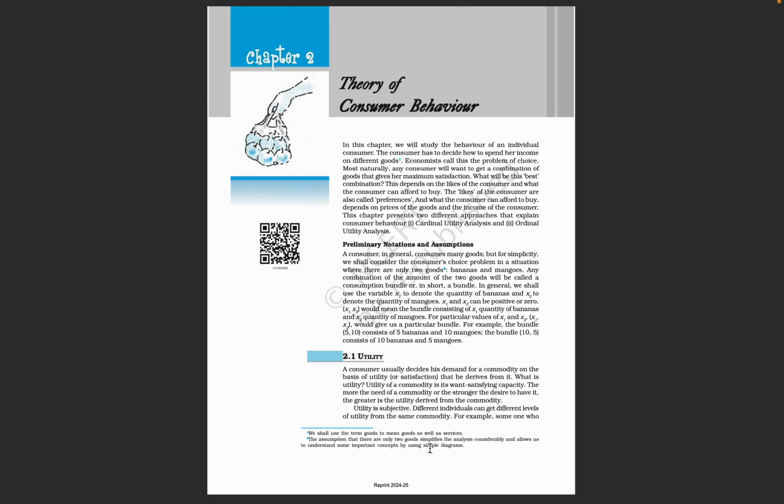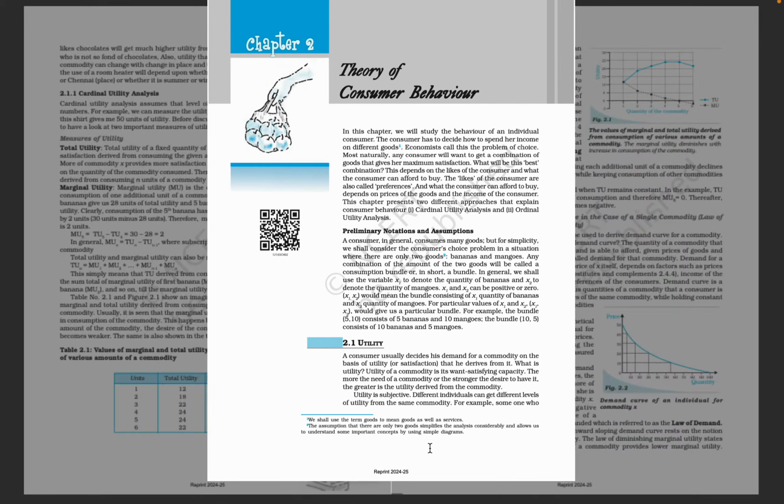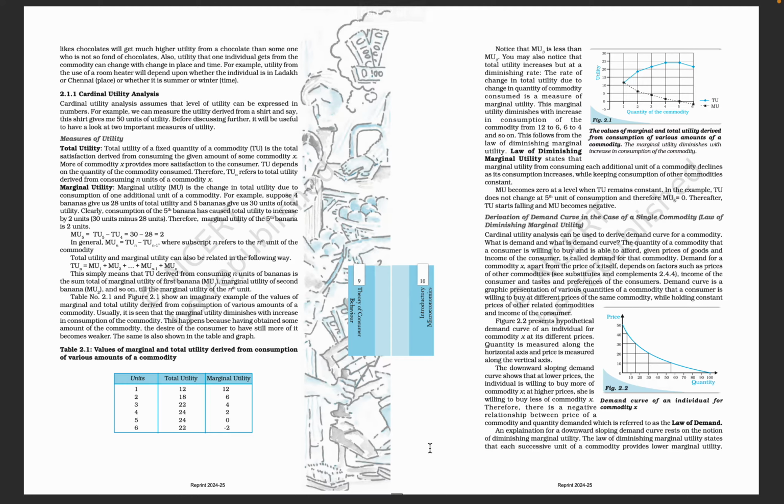Different individuals can get different levels of utility from the same commodity. For example, someone who likes chocolates will get much higher utility from a chocolate than someone who is not so fond of chocolates. Also, the utility an individual gets from the commodity can change with change in place and time. For example, utility from the use of a room heater will depend upon whether the individual is in Ladakh or Chennai, or whether it is summer or winter.